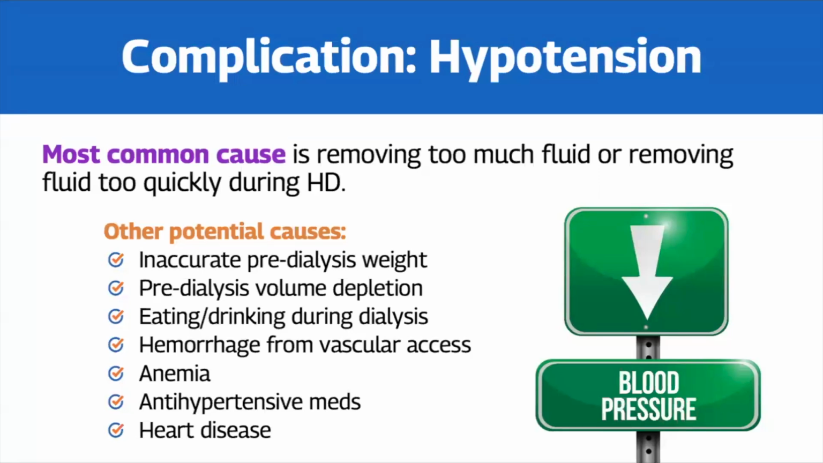The potential causes are inaccurate pre-dialysis weight, a pre-dialysis volume depletion, like they came in below that target weight. Maybe they were eating and drinking during dialysis, which most clinics don't allow large amounts of food or drink to be brought in, because when they do have a large meal or drink, the blood tends to go toward the stomach and causes the vasculature to have a lower load of blood. So that causes the blood pressure to go down.